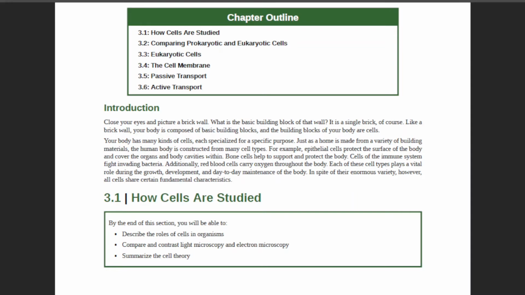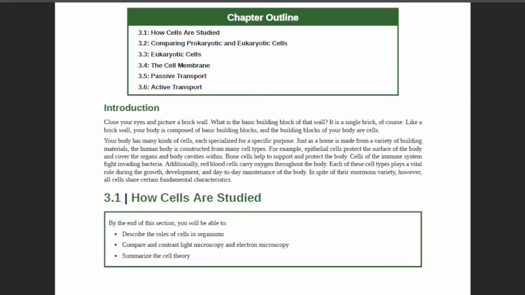Just as a home is made from a variety of building materials, the human body is constructed from many cell types. For example, epithelial cells protect the surface of the body and cover the organs and body cavities within. Bone cells help to support and protect the body. Cells of the immune system fight invading bacteria. Additionally, red blood cells carry oxygen throughout the body.